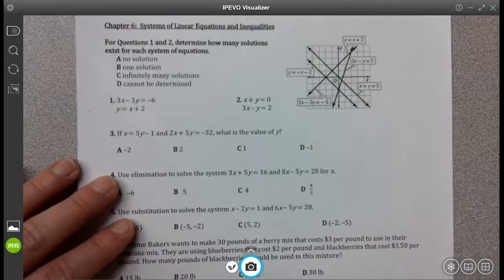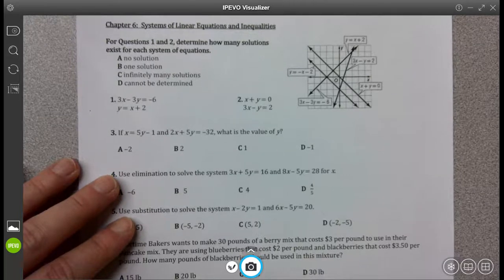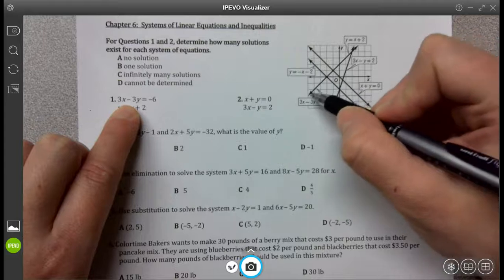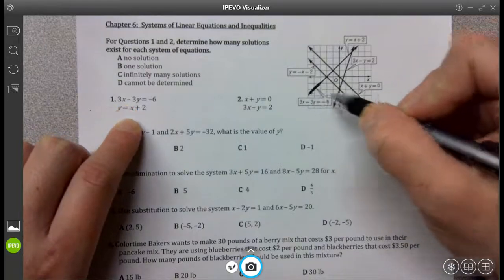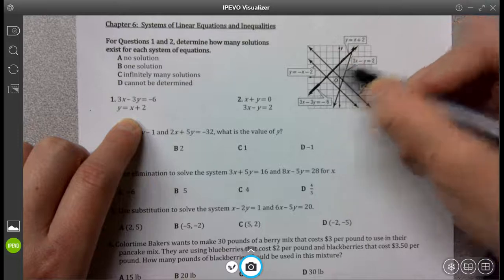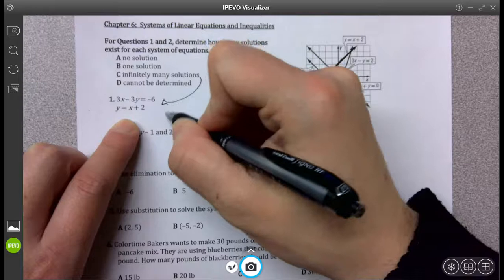It says, determine how many solutions exist for each system of equations. So here we have 3x minus 3y is -6, and y equals x plus 2. Well, it's the same line. So there are many solutions, C.